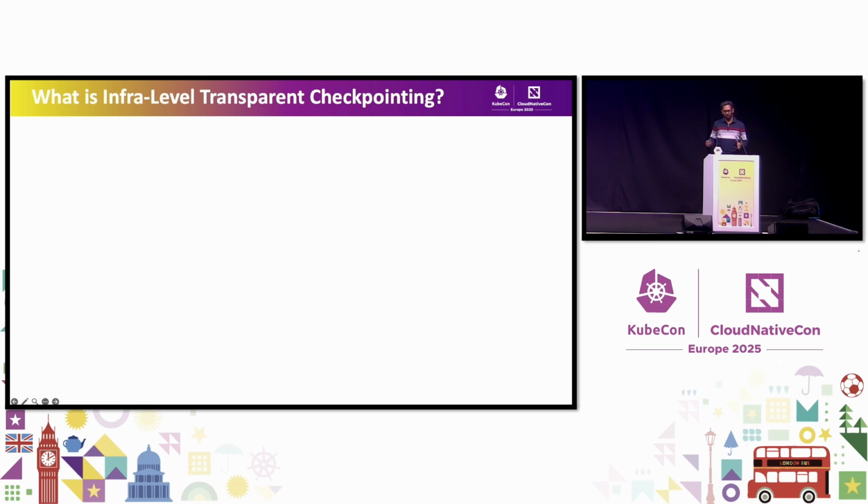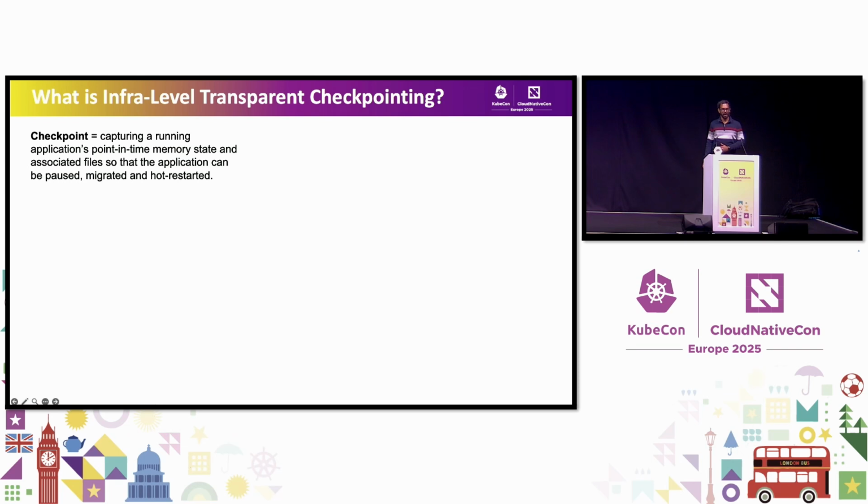So what is infra-level transparent checkpointing? This is the aspect that we want to talk about today, and we want to define it phrase by phrase. So checkpoint here represents capturing the entire state of the running application with the point-in-time memory and all the associated files so that you can basically pause, migrate, and hot restart it later. Transparent refers to the application code or frameworks not needing to be changed.